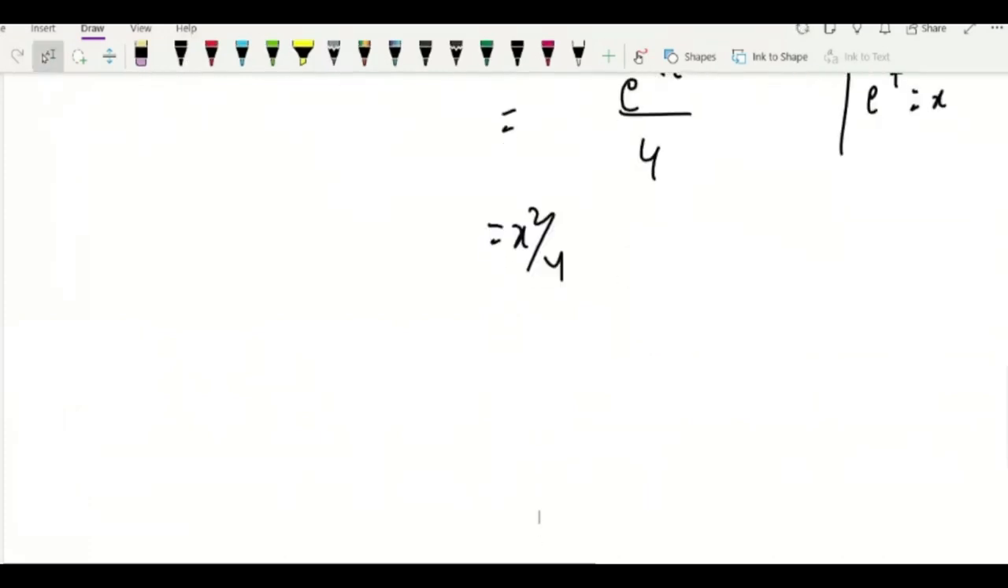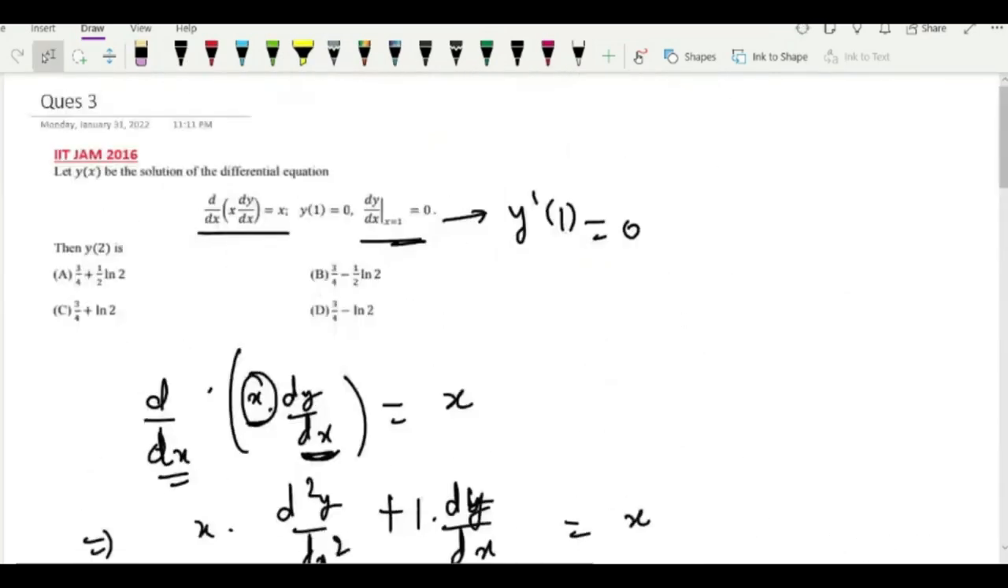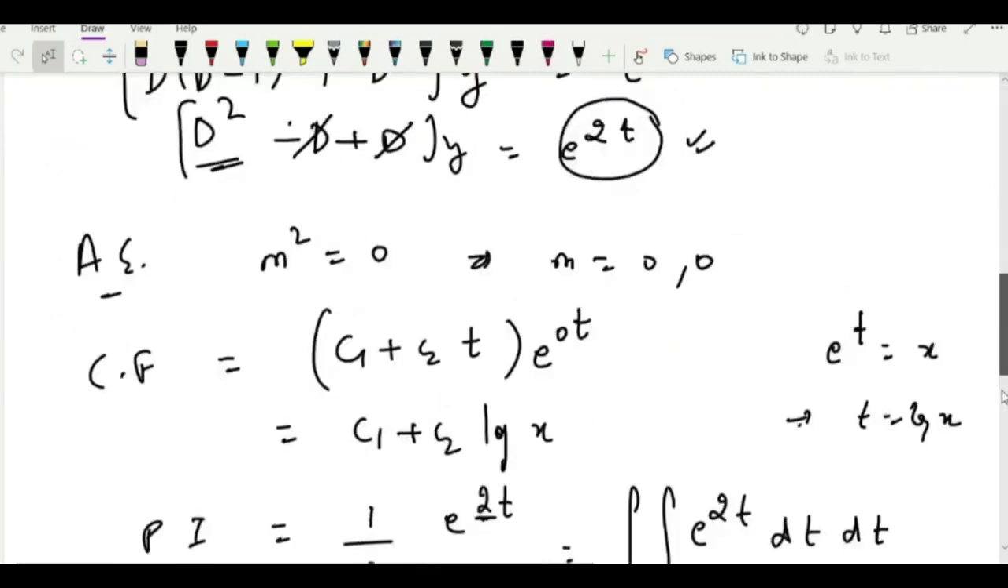So here we get CF plus PI as y is equal to, CF is C1 plus C2 log x and PI as x square by 4. So this is our complete solution y(x). But in this question, they have asked about y of 2. And we have been given y(1) is equal to 0, y dash 1 is equal to 0. So y(1) is equal to 0.